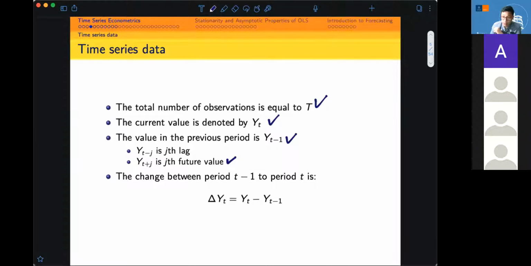We can also learn about the future value. For example, what's the value 1 period ahead? That's y t plus 1. What's the value 2 periods ahead? That's going to be y t plus 2, and so on. Another dimension that we want to know is the change in the value between period t and period t minus 1. In this case, delta y t is going to be the difference between the observation that we see today and the observation at t minus 1. These are the basic notations that you will use in time series analysis.